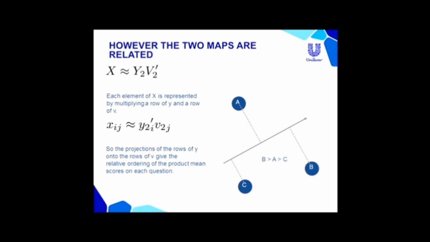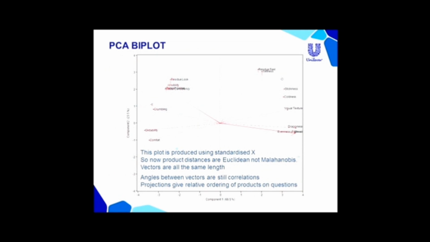This leads us to the idea of the biplot. If we overlay these two plots together, we can get something like this. This is the same data, but I've scaled the original data. I've normalized it by the standard deviation, so now all the vectors are the same length. They've been scaled greater than 1, just for clarity, but they're all the same length. So it's no longer a Mahalanobis distance, it's a Euclidean distance now.